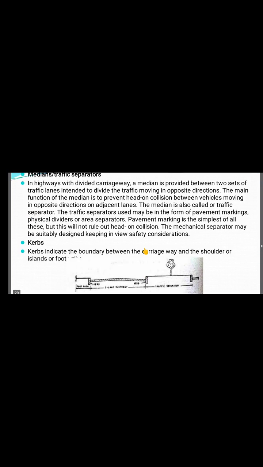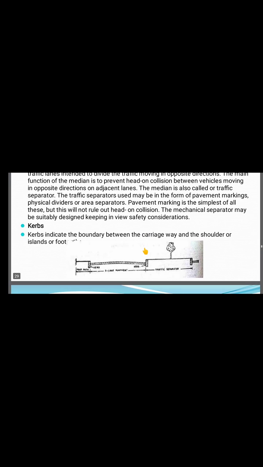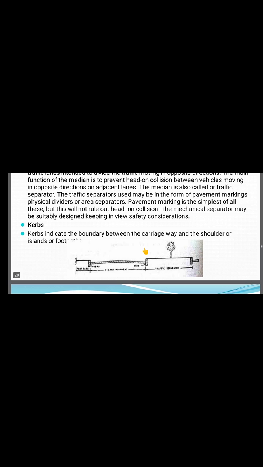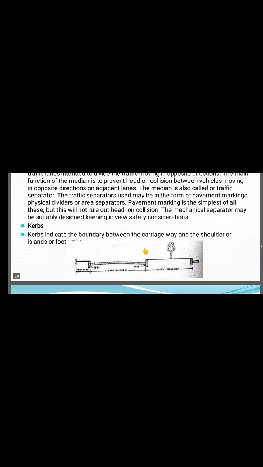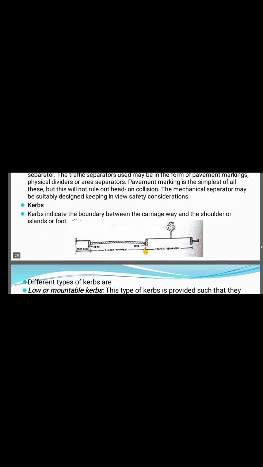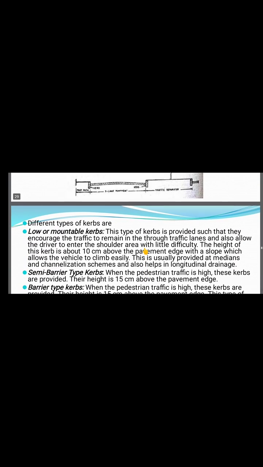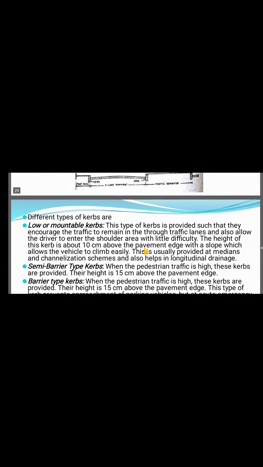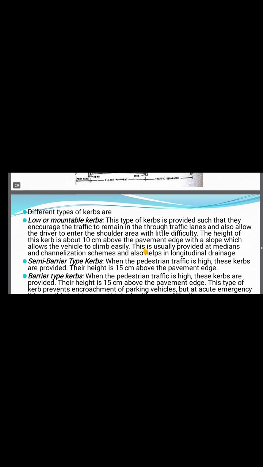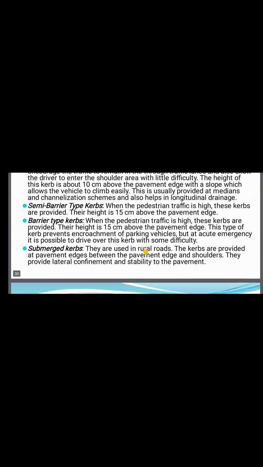Again we have curbs. Curbs are on the edges. To separate the road footpath from the carriageway, these curbs are provided, and these curbs are also helpful for drainage purposes, to provide proper drainage. Again, in curbs we have different types: low mountable, high mountable, semi barrier, barrier type, and submerged curbs. This also we have studied.